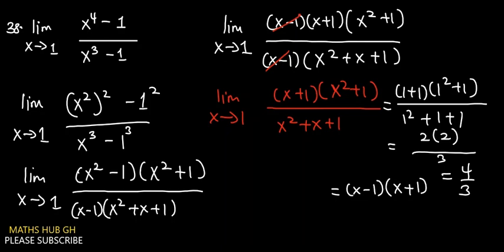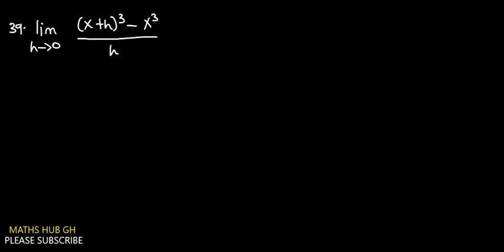So let's take the next example. Okay, so I have question 39 here, which says that you should find the limit as h approaches 0 of (x plus h) cubed minus x cubed over h. Let's look at how you are going to solve this question. We know that a cubed minus b cubed is equal to (a minus b) multiplying (a squared plus b squared plus ab).